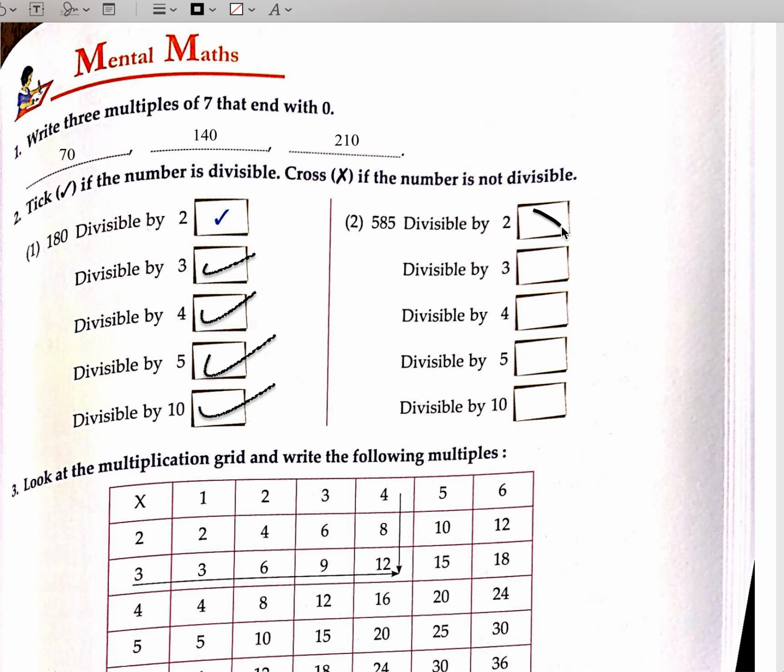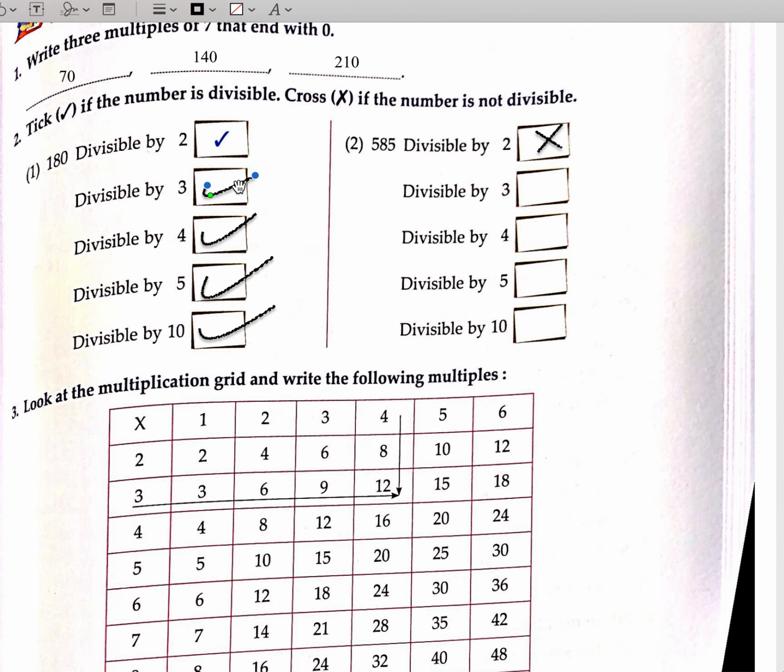585 is not divisible by 2 because it's an odd number. Is it divisible by 3? Let's add and see. 8 plus 5 is 13 and 13 plus 5 is 18, which is divisible. So we'll put a tick here.